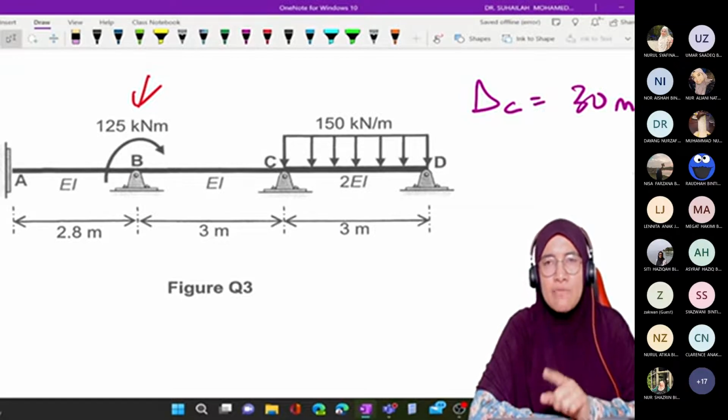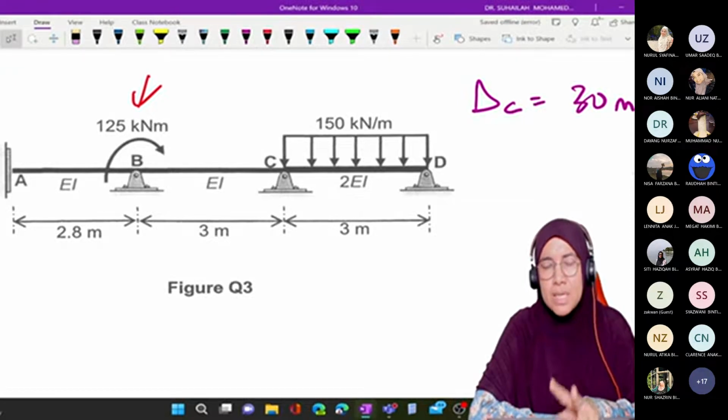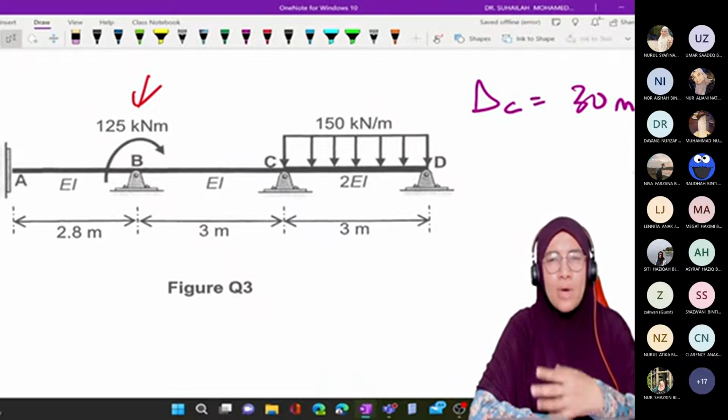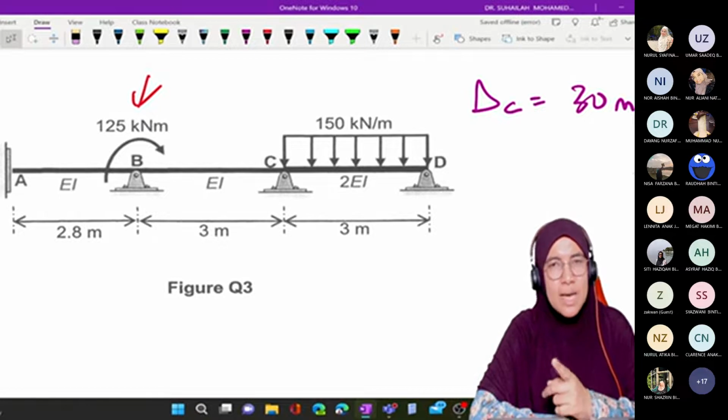Okay, the video from this afternoon had an example based on the exercise given in the slide. That one had two settlements, occurring at two positions. So now I want to focus on how to analyze this beam using the moment distribution method. We analyze the FEM due to external loading plus support settlement that occurs at one position, which is at position C.